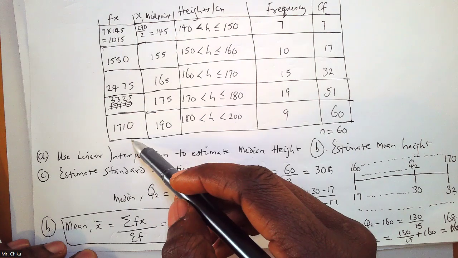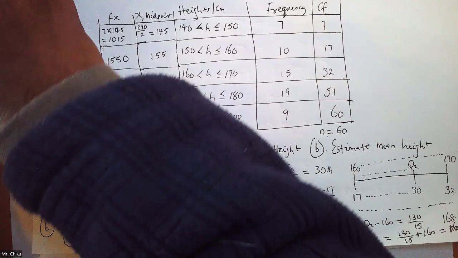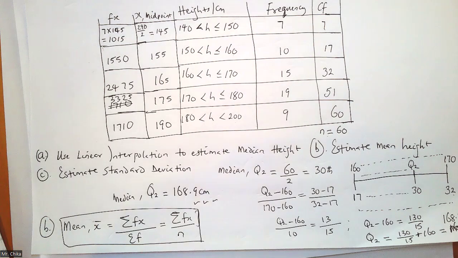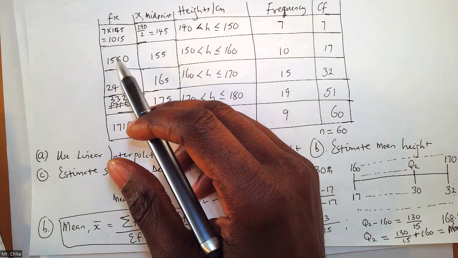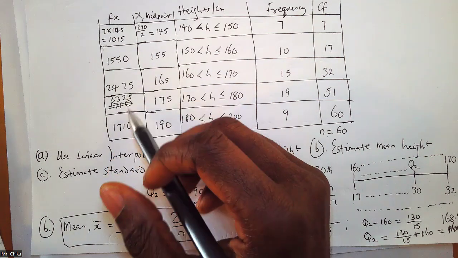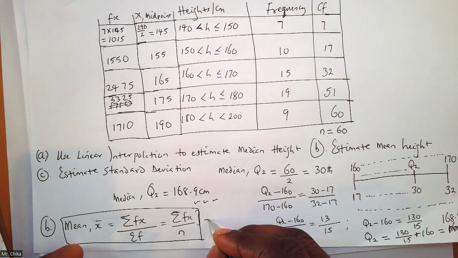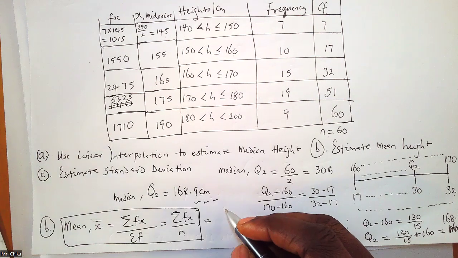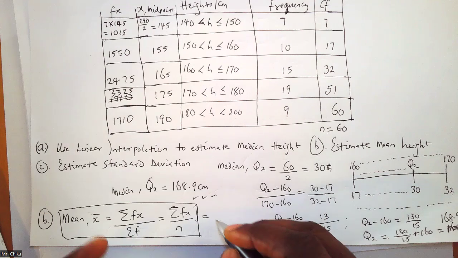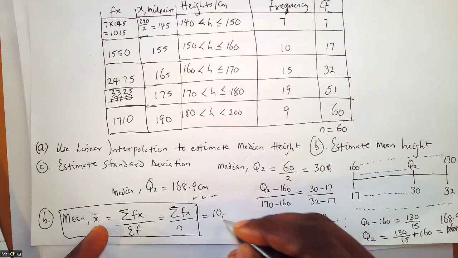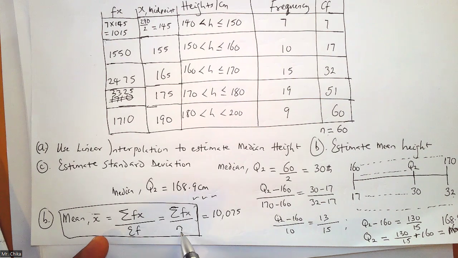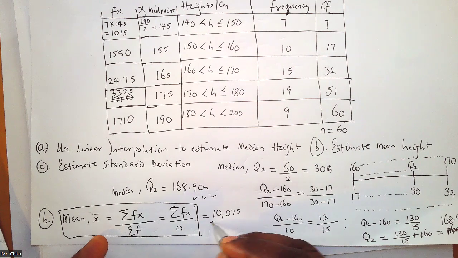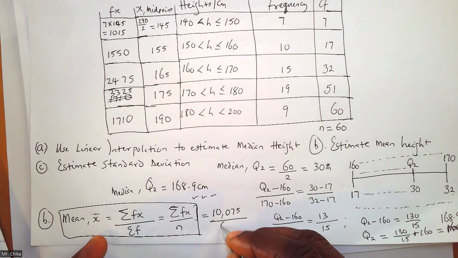If you add all that together on my calculator, 10 plus 10, 10, 15 plus that, plus that, plus that, that should give you a summation of 10,075. And then you just divide it by n. Our n is 60. Divide by 60.